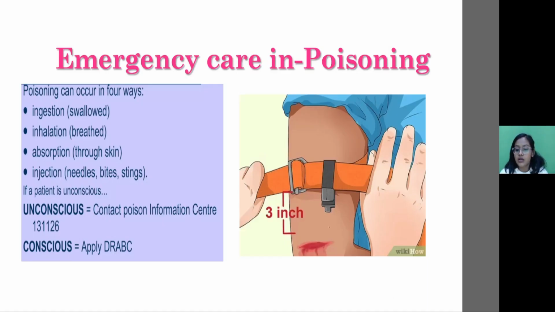And what will you do at the site of an insect bite, a poisonous insect bite? Above 3 inches, you will apply a tight bandage, right? You will immobilize the patient, immobilize the site, stopping any kind of blood flow from that area. You should not apply the tight bandage below the insect bite. You should always apply the tight bandage 3 inches above the bite, right? So that the poisonous blood does not flow towards the heart.